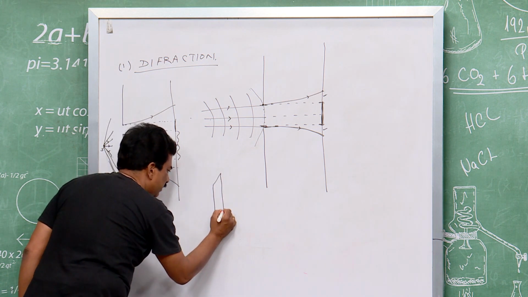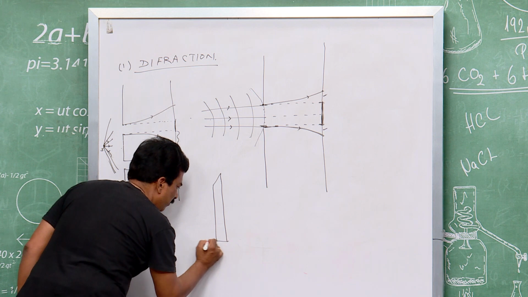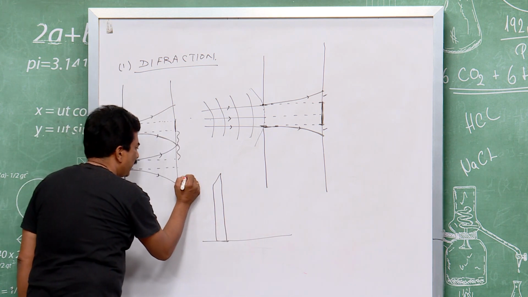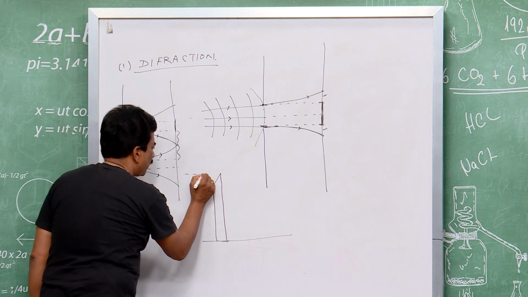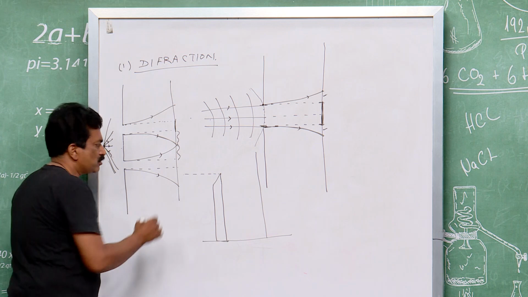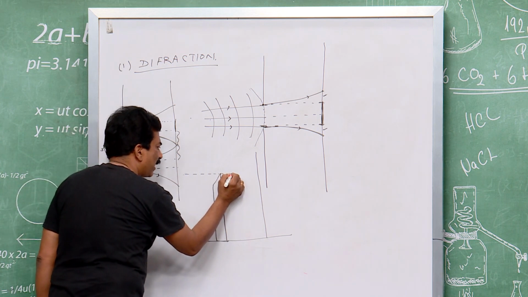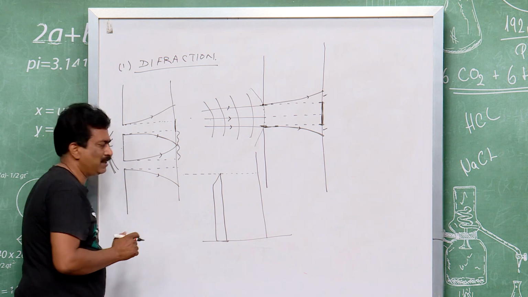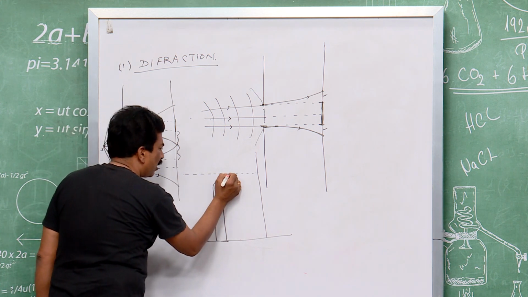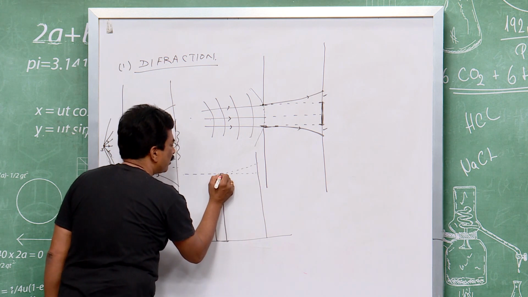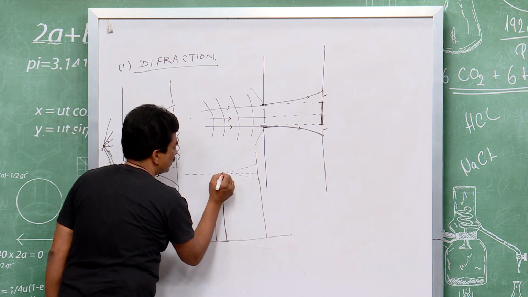This is some object which is placed on the floor. Suppose a light is coming, and this is the screen. When the light passes through, it should go in a straight way as per our concept, but actually it is not going straight, it bends either to this side or to that side.